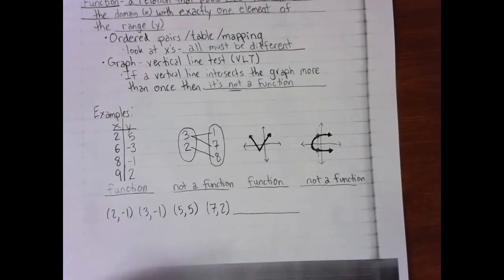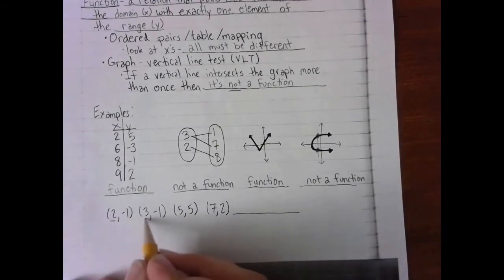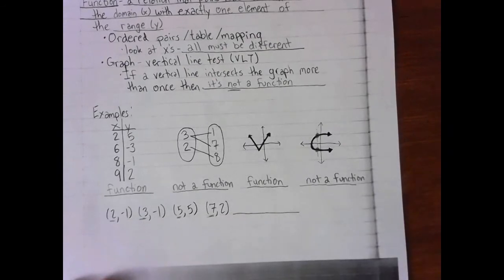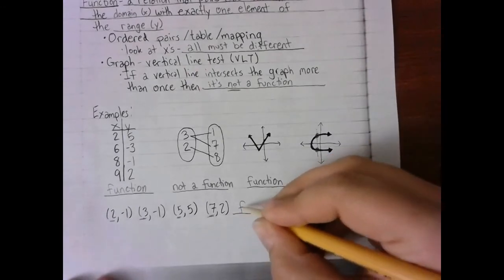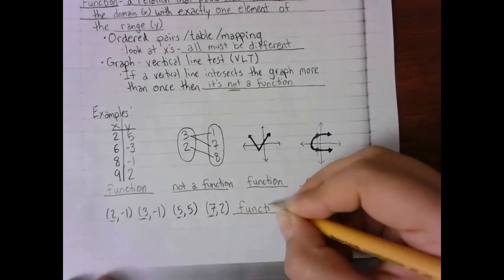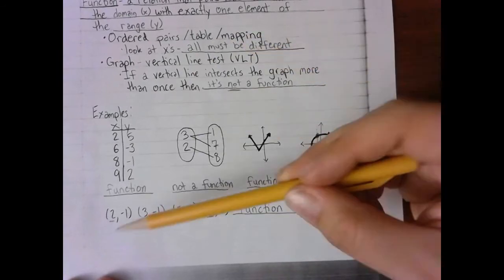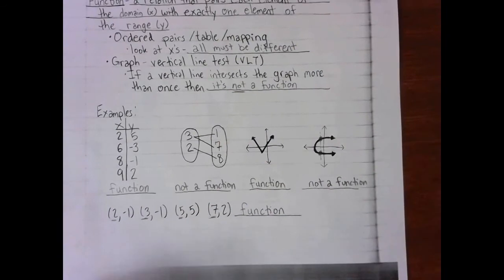Our last example is ordered pairs. We've got (2, -1), (3, -1), (5, 5), (7, 2). Look at your x's. We have 2, 3, 5, and 7. Are any of those the same? Nope. So this is a function. Again, we have to look at the x's, and they have to be different. They are, so we're good.